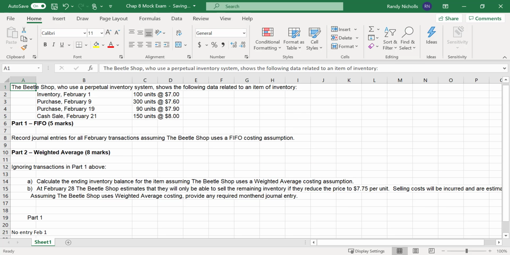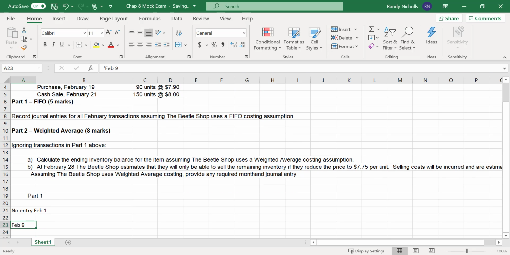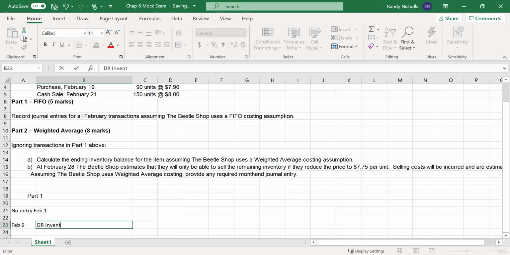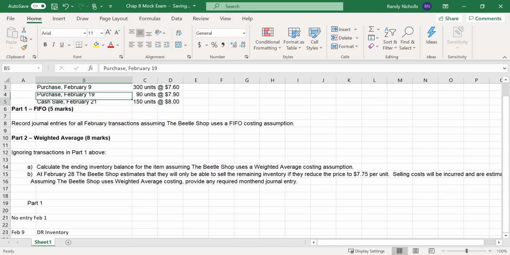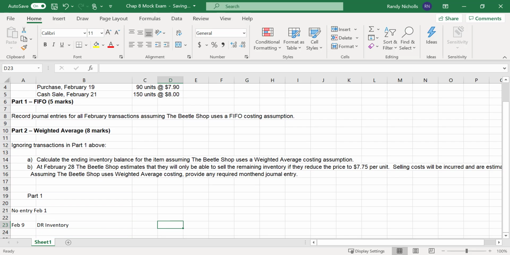So on February 9th, I've got 300 units at 7.60. In a perpetual system, it is perpetually tracking my inventory balance. So every time I have an inventory transaction, it's going to go to inventory. And in this case, I've got 300 units at 7.60, equals 300 times 7.6.